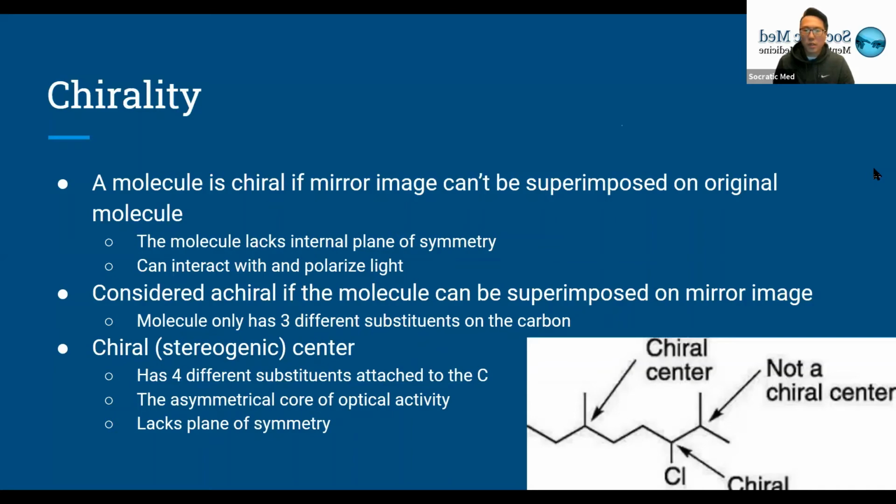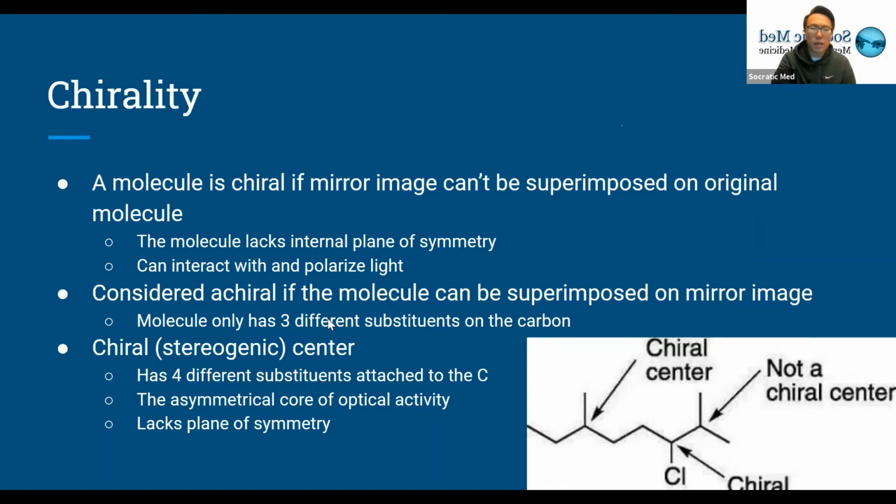Chirality. This is needed before going into the other stereoisomers known as configurational isomers. So for chirality, a molecule can be considered chiral if the mirror image can't be superimposed on the original molecule. So this means the molecule lacks an internal plane of symmetry. So if you cut a molecule in half and it's symmetrical, then it would be considered chiral.